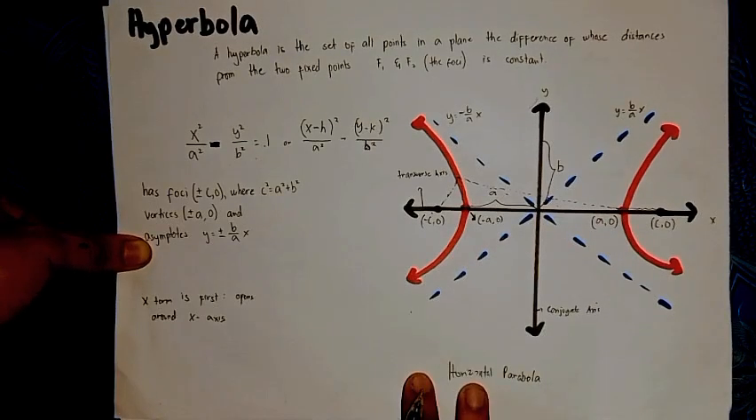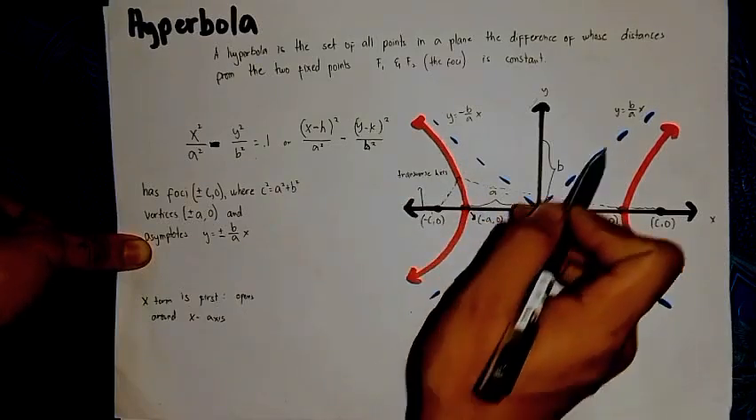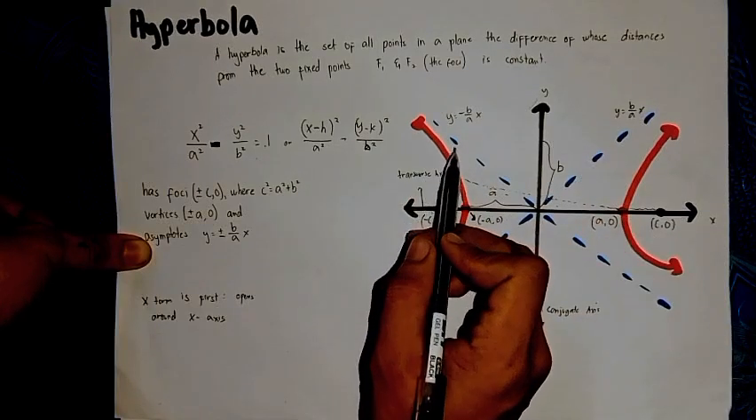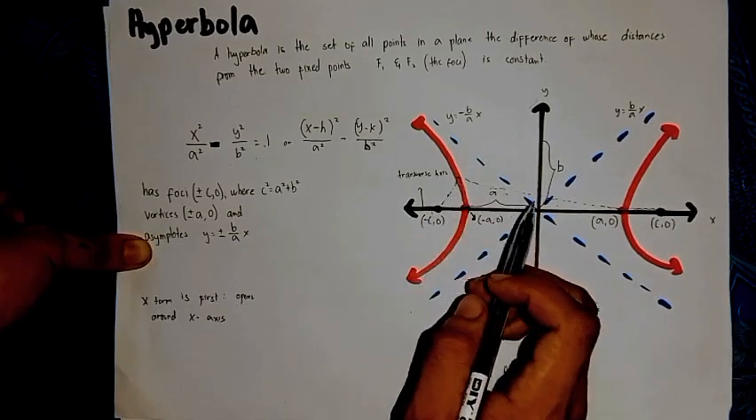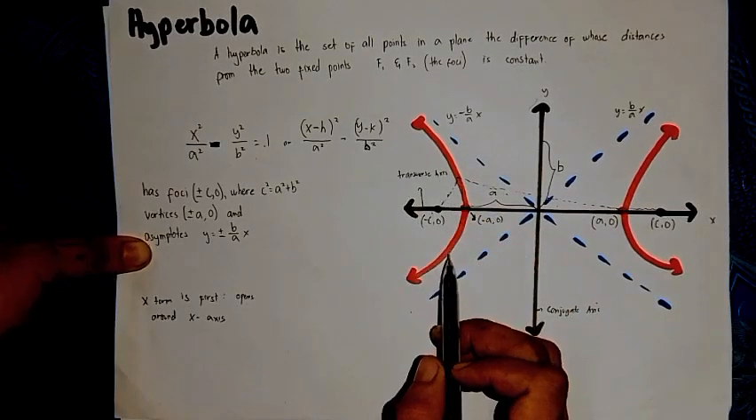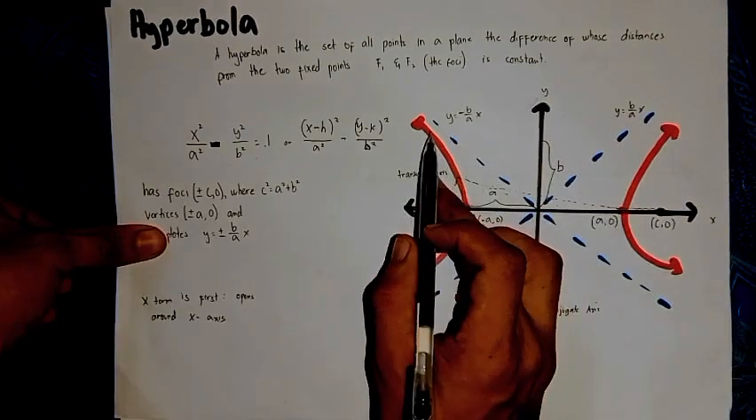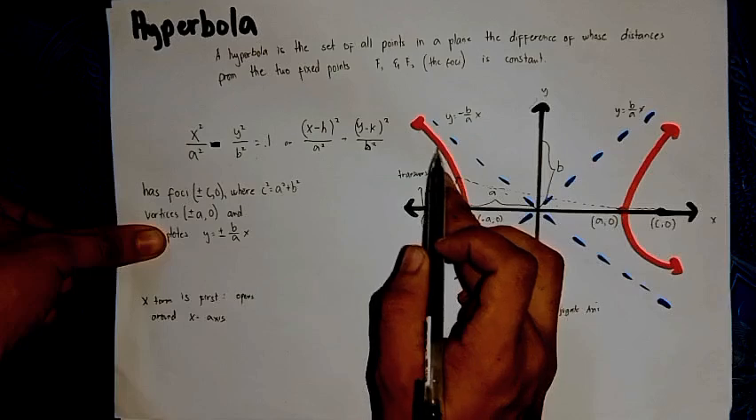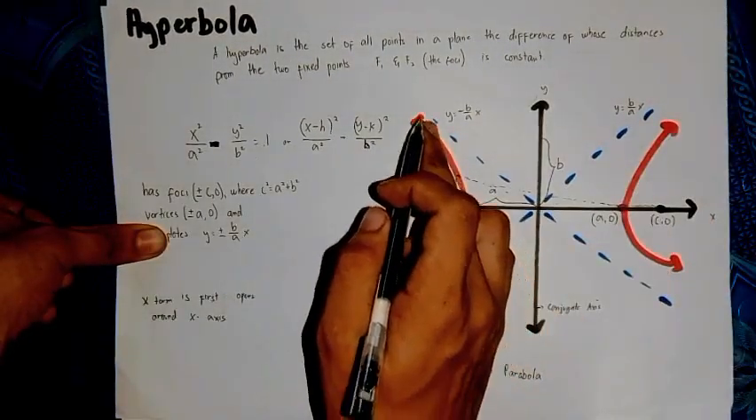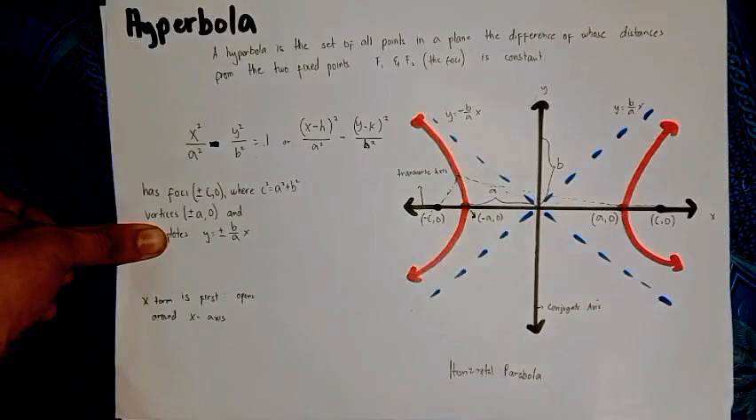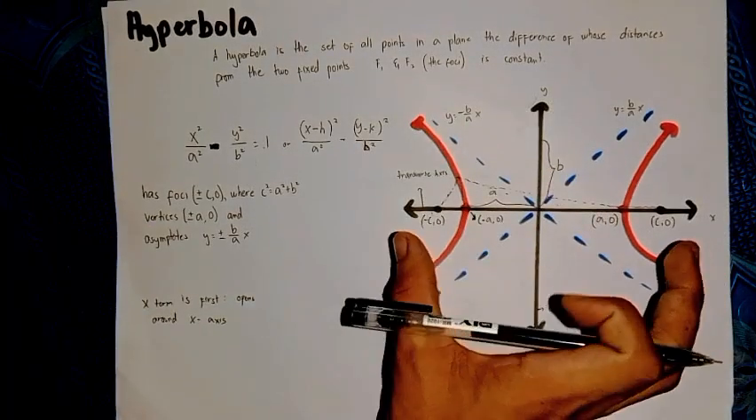Next, we have the diagonal lines, which are the asymptotes. Asymptotes are lines that the branches approach, getting closer and closer, but never touching. As you can see, these are the branches of our hyperbola, and this is the asymptote. It's getting closer and closer, but never touching. That is the asymptote.